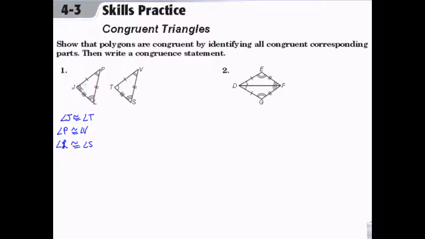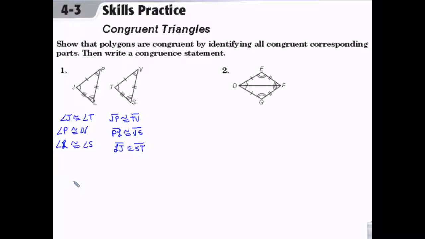Then I need to make sure the sides are the same. JP is congruent to TV. PL is congruent to VS. And then LJ is congruent to ST.